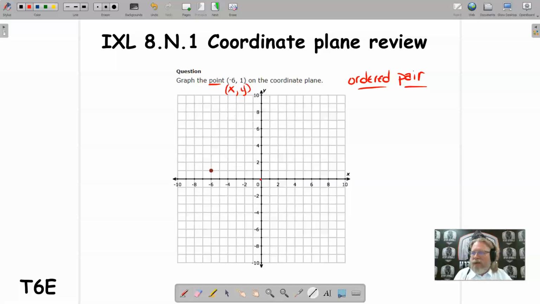So we would start from the origin and go over to negative 6, and we would start from the origin and go to positive 1. In that case, where these two intersect, negative 6 is right along this axis here, and this line here is where y is positive 1. So right where the two of those intersect is where we would graph that point. So negative 6, 1 would be there at that location. Another way to look at that is that I'm going to go over from the origin to negative 6 and then go up to positive 1.